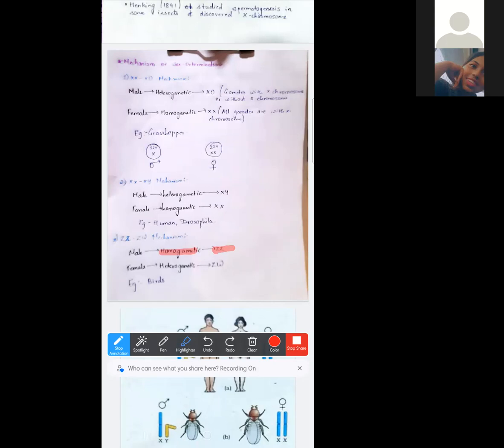But what about females? Females are heterogametic. That is ZW. Therefore, half of the gametes will have the Z chromosome and half will have W. This mechanism is followed by birds. So here is the difference: XX-XY or XX-XO mechanism shows male heterogamety, that is, males are heterogametic, but ZZ-ZW shows female heterogamety, that is, females are heterogametic.